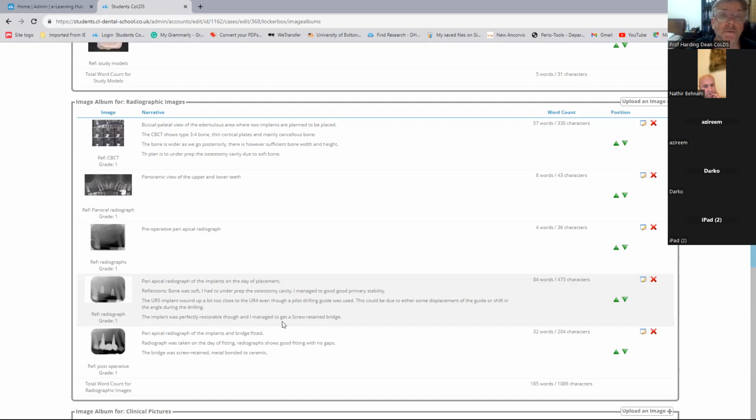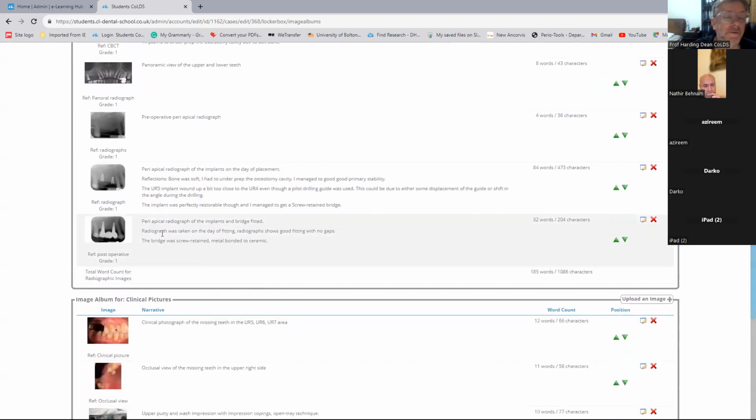They were restorable. I mean, this was planned for screw retained, wasn't it? That's right. So you need to mention that in the restoration somewhere. And here you've got periapical radiograph of implants and bridge. Radiographs were taken the day of fitting. Radiographs show good fit with no gaps.